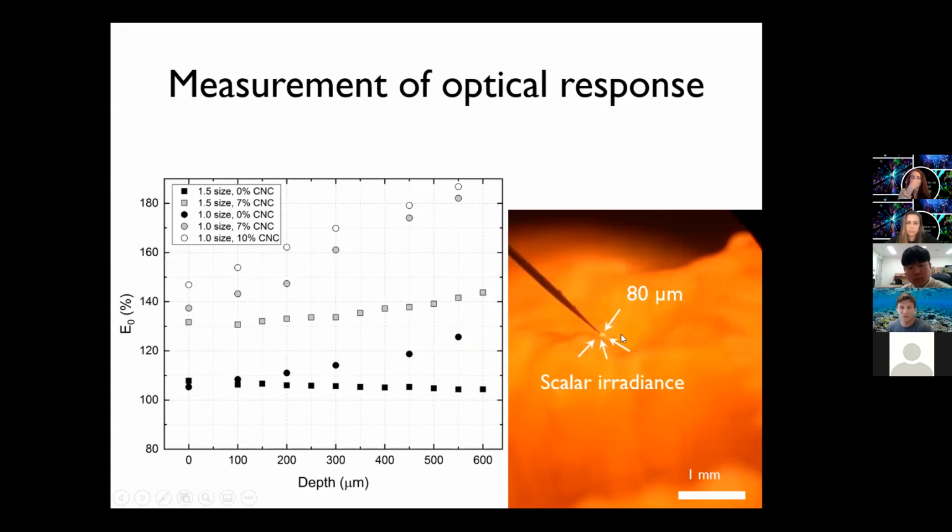And then, of course, we can measure it with a small fiber optic microsensor here that measures the fluence rate. It has a small tip size of 80 micrometer. That's on a coral, but we did this in these hydrogels as well. And then you can see how the addition of CNC enhances the fluence rate as you go deeper into the coral tissue or in the hydrogel scaffold.